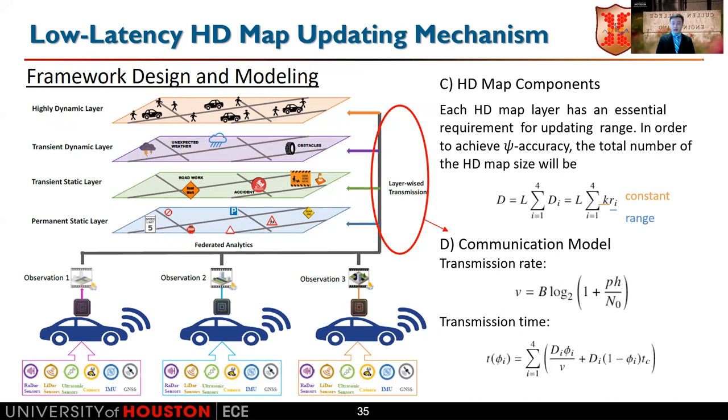After defining the data size of the different layers in the HD map, here we introduce the communication model. The first one is the transmission rate, which is based on the basic channel equations. And then the transmission time is defined as this. In the transmission time, the left side term is the percentage transmitted by the edge, which is related to the transmission rates, and the right side term is the percentage transmitted by the cloud. And this transmission delay we will assume as a constant.